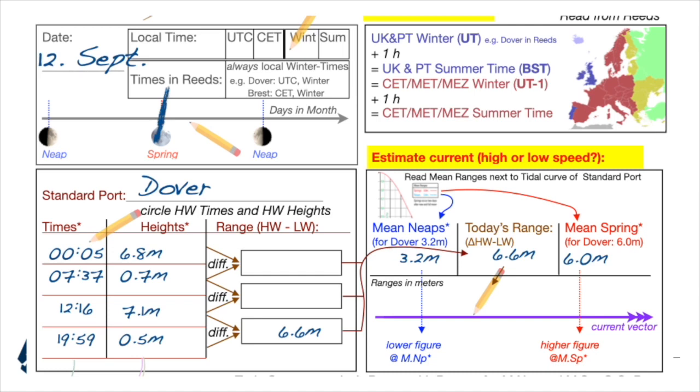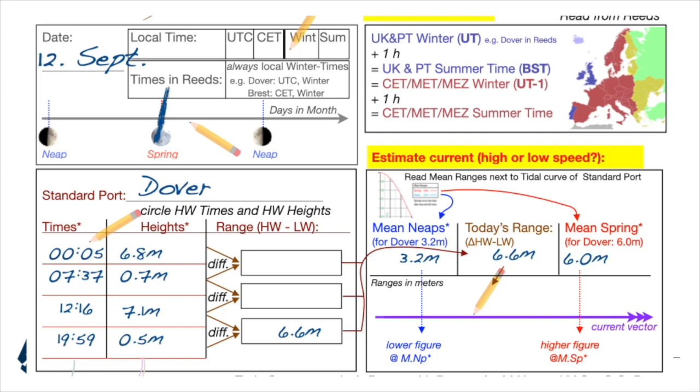So if you want it for Dover, it's already pre-printed here in my little template. So what you do now is you look at the 6.6 meters of range. That's why it says delta high water minus low water. The difference between high water and low water is 6.6 meters today. Where does that lie between 3.2 meters and 6.0 meters? Well, it looks actually as if it's outside the high figure. That's why I picked the 12th of September, because it's a quite interesting day.